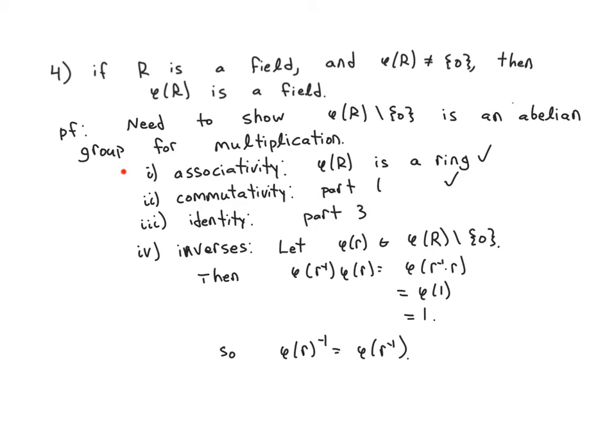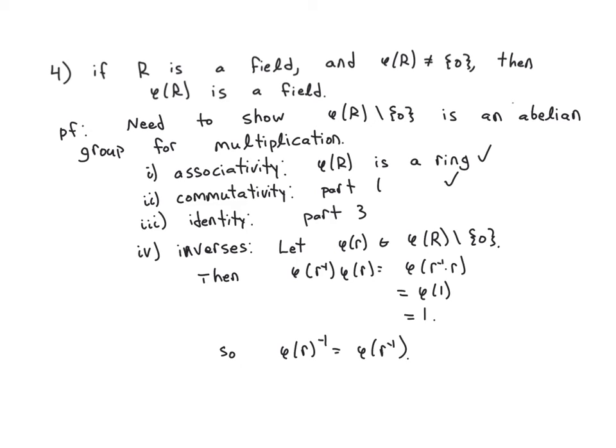So far we've gotten a lot of the properties. Here's the fourth one. If R is a field and the image is non-zero, then the image is a field itself. Well, what do we need to do? We need to show that the non-zero elements in the image form an abelian group for multiplication. That's the definition of a field. Well, that's not the whole definition. The other part of the definition is that phi of r is a commutative ring, or, I mean, is a ring. But we already had that part. That was part 0.